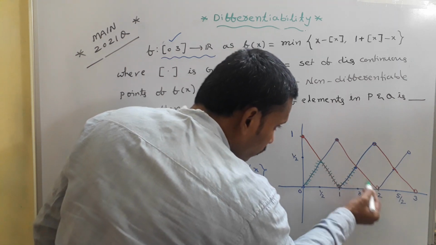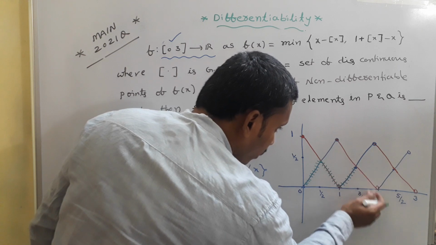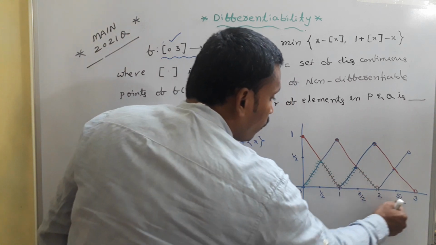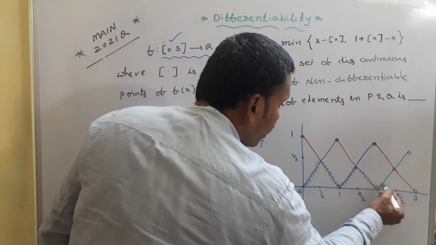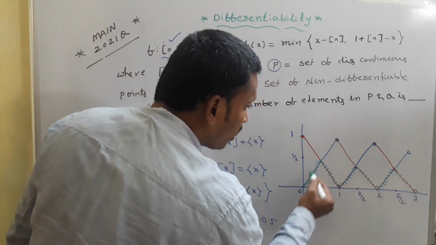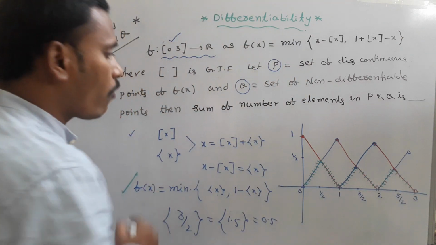For suppose in this region between 3 by 2 and 2, what is the minimum? This red color line is the minimum, right? So highlight this. In between 2 and 5 by 2, this blue color line is the minimum, right? Highlight this. So this green color shaded part is the required graph of this f of x.